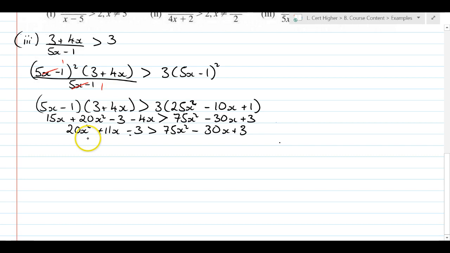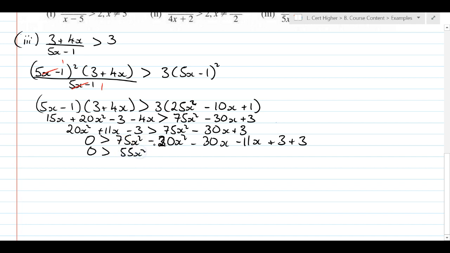So that gives us 0 on the left hand side, greater than 75x squared, subtract 20x squared, minus 30x, minus 11x, plus 3, giving me 0 greater than 55x squared, minus 30x minus 11x is minus 41x, plus 3 is plus 6, and that is the same as 55x squared minus 41x plus 6 is less than 0. Okay, I'm now going to replace my inequality sign with an equal sign.